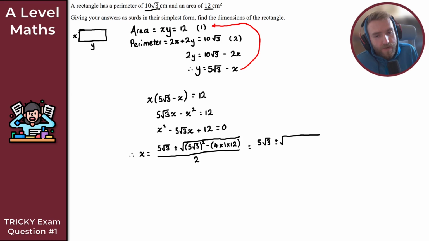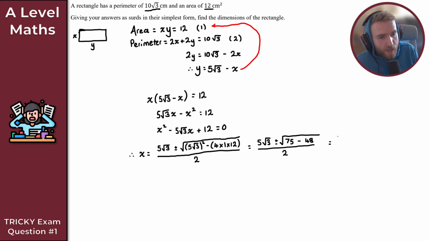So what do we get underneath here then? The square root. So 5 root 3 squared, that's going to be 5 times 5, which is 25. Times that by 3, so that's 75. I get 75 there. Minus then 4 times 12, so that's 48. So 75 minus 48 here. And again, that's all over 2. So 75 minus 48 here, that gives me 27.